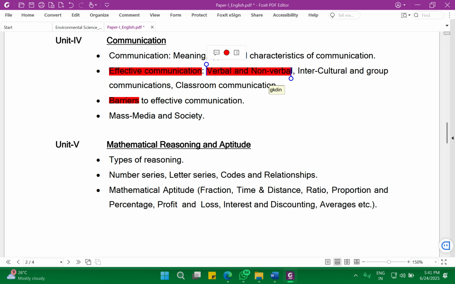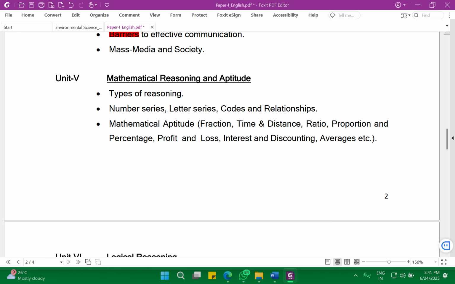So those kinds of examples you need to learn, and you need to know whether it is classified under verbal communication or non-verbal communication. So those things you need to understand. Mostly one question you may get from barriers, one from verbal or non-verbal, and one question may be from characteristics, and the remaining two questions may be from other areas, mass media, society, and all.